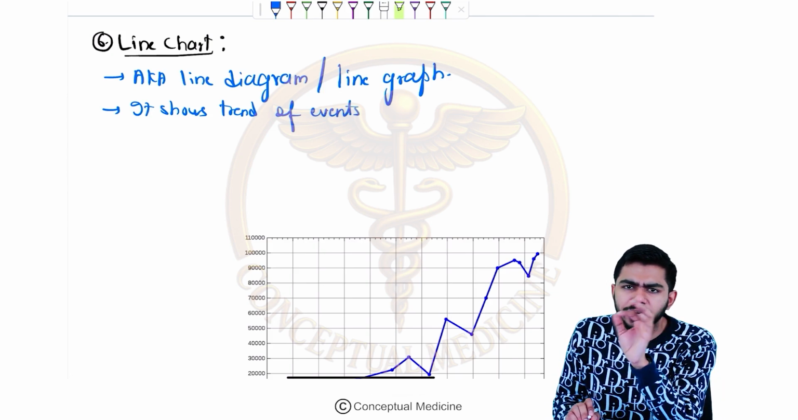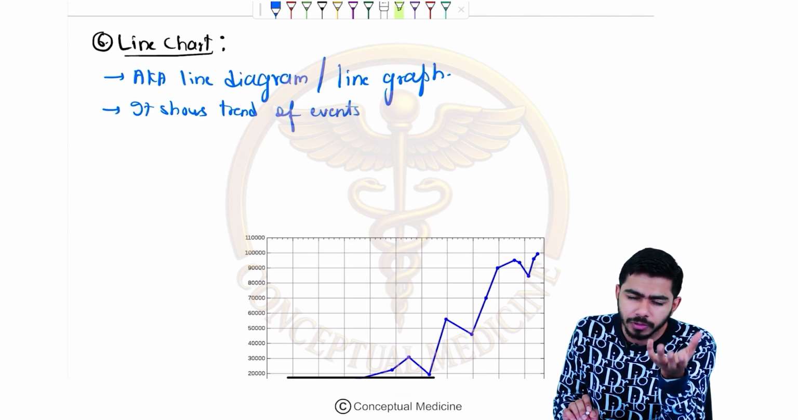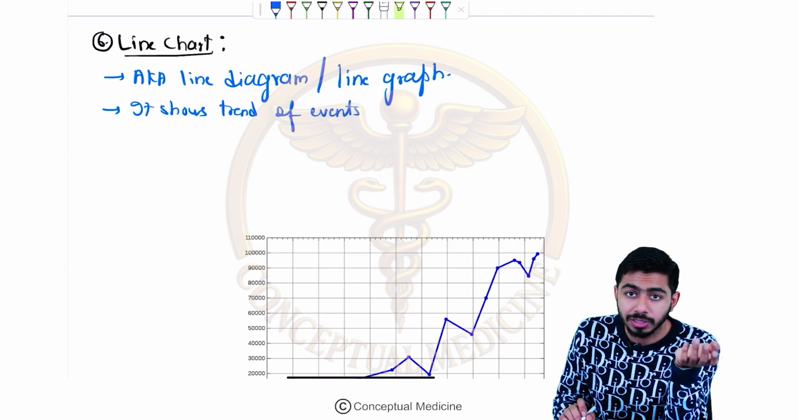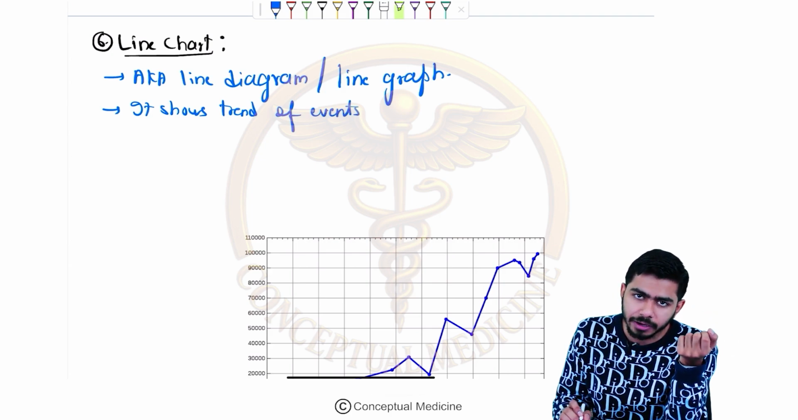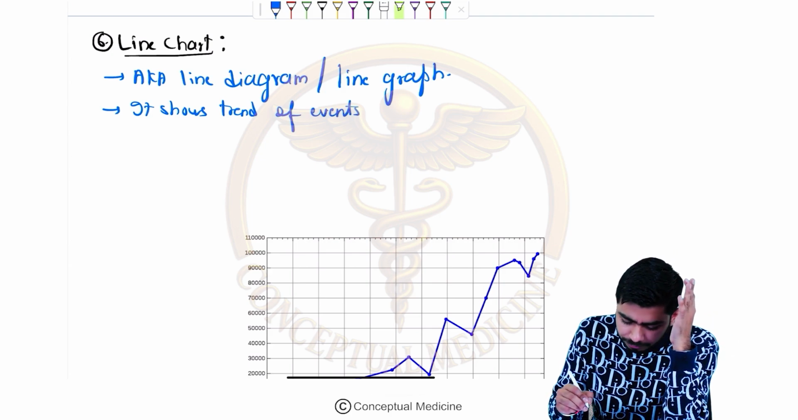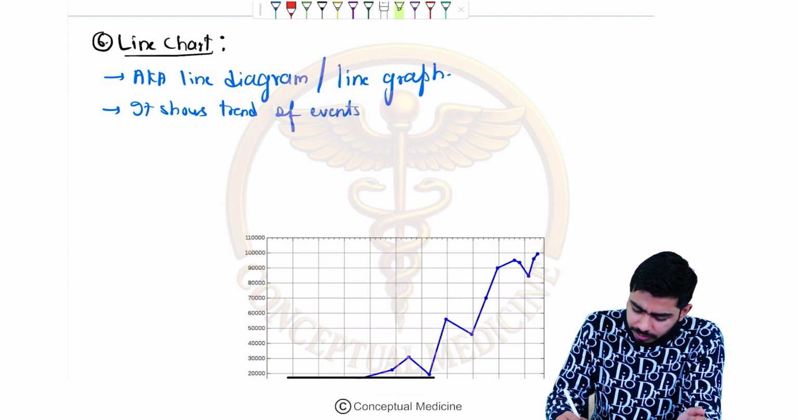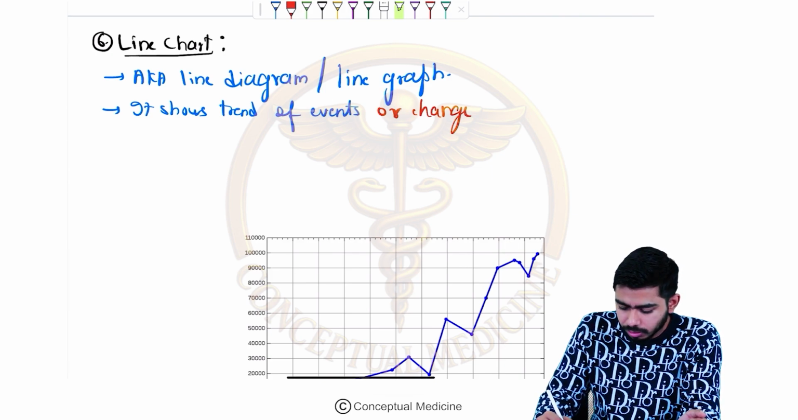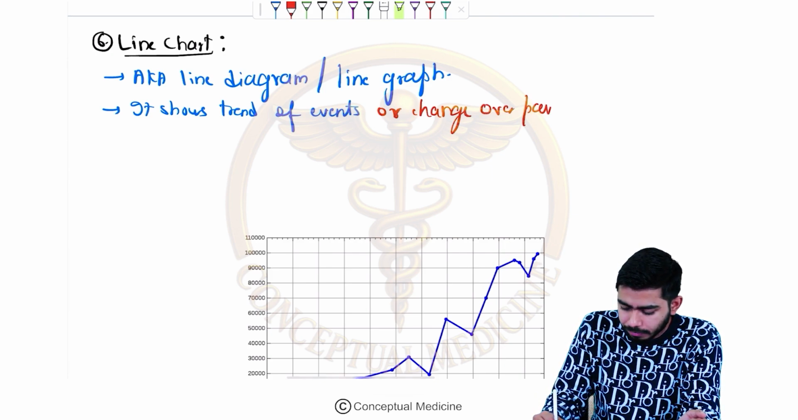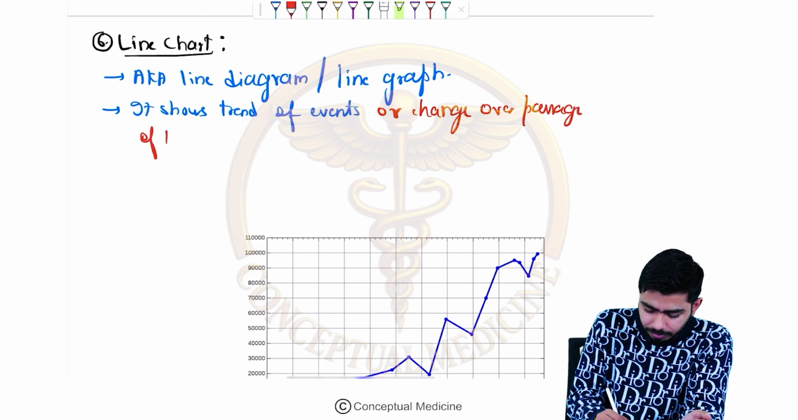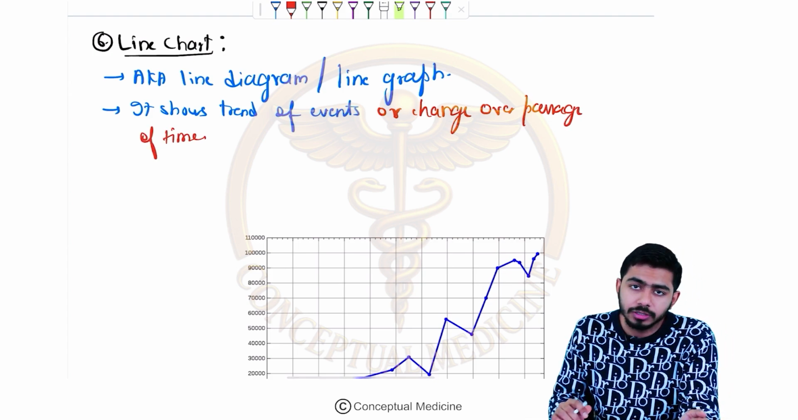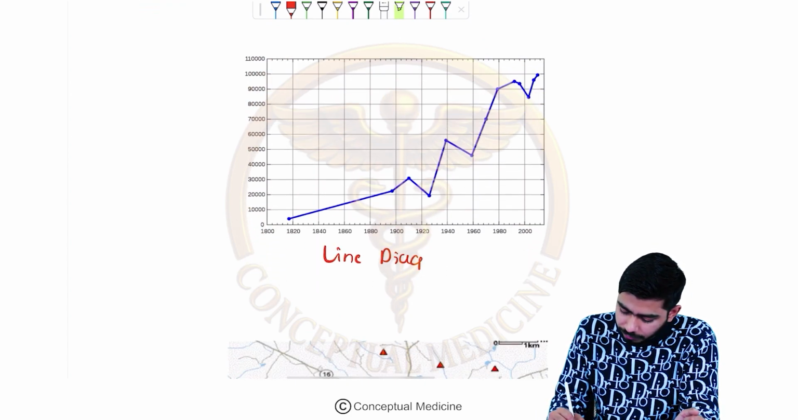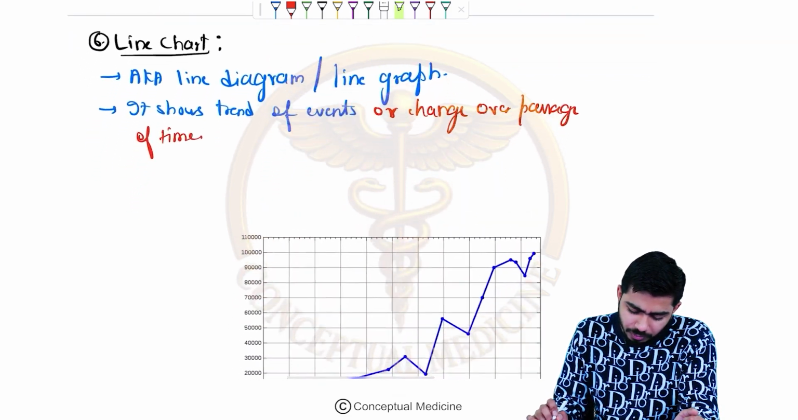If the question is talking about the trend, which diagram or which kind of curve would you like to use over there as an epidemiologist, for an example, then your answer would be the line chart or line graph or the line diagram, okay, telling us about the trend of events, or you can say that it is telling us about the change over passage of time, right? So that is the thing, over here, as you can see, this is the line diagram or line graph, right, or line chart, whatever you want to call it.